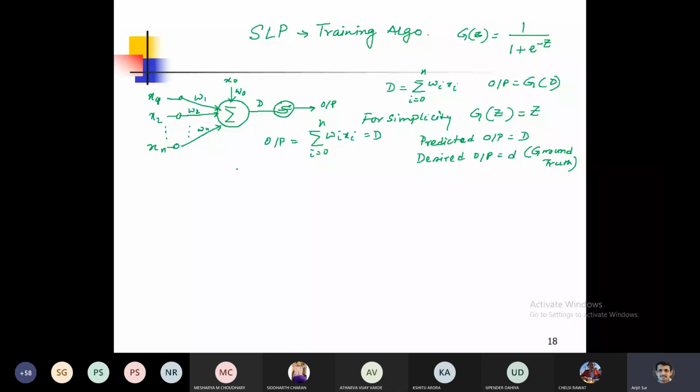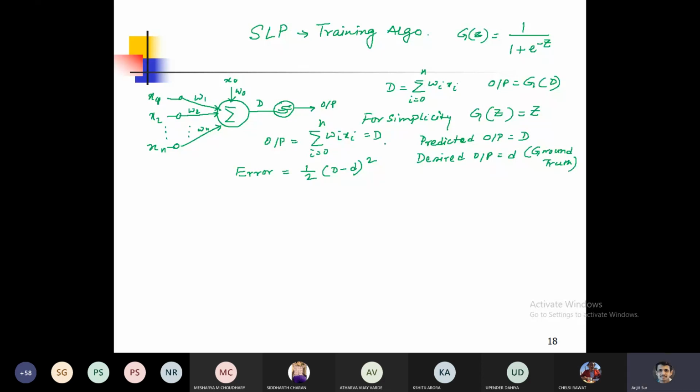So we can calculate the error. What is the error? We can say this error is the squared difference: half of (t minus d) squared. Okay, so this is the squared difference.